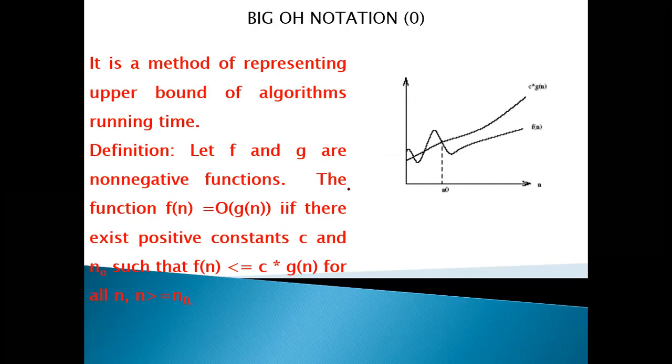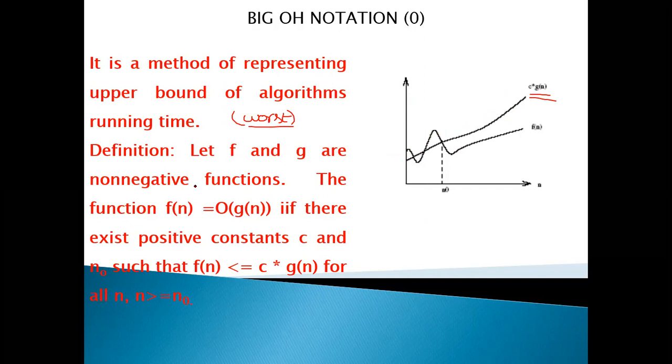First one is Big O notation. Big O notation is a method of representing the upper bound of algorithms. That means worst case complexity is represented with the Big O notation. In any program, based upon the inputs, this is the maximum time to execute an algorithm.